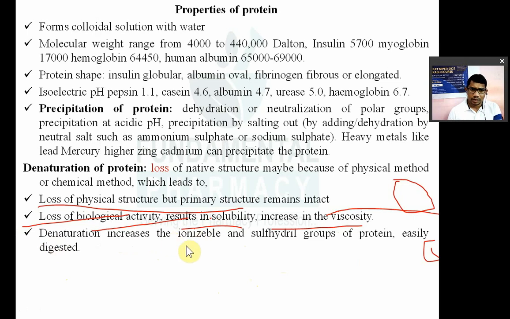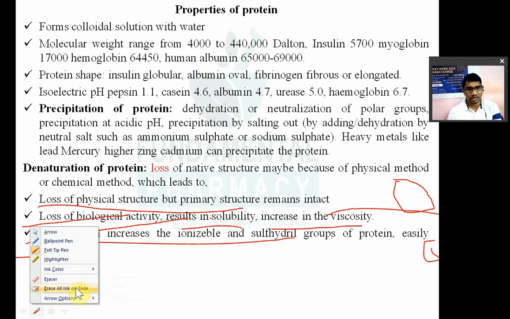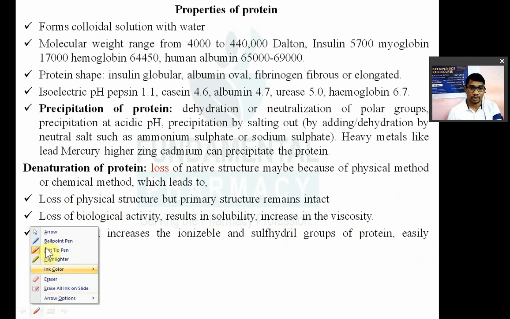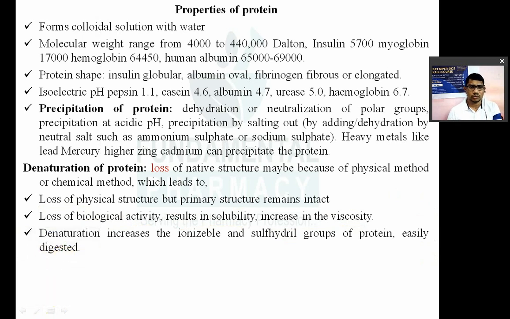Denaturation of protein increases the ionizable groups and sulfhydryl groups in the protein, which can be easily digested. So denatured protein can be easily digested. That's why आप क्या करते हो? कच्चा अंडा थोड़ी खाते हो. रेसलर्स, पहलवान होते हैं, वो खाते हैं कच्चा अंडा, raw egg. They used to eat raw egg. But we humans denature the protein present in the egg and then eat, because denaturation increases the ionizable groups or sulfhydryl groups. Now this protein can be easily digested.